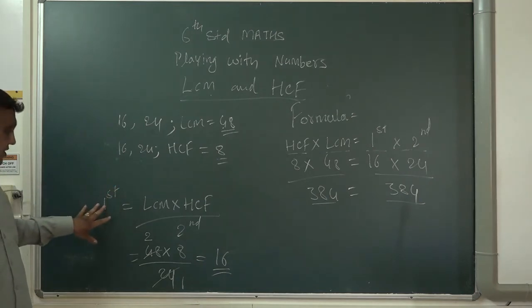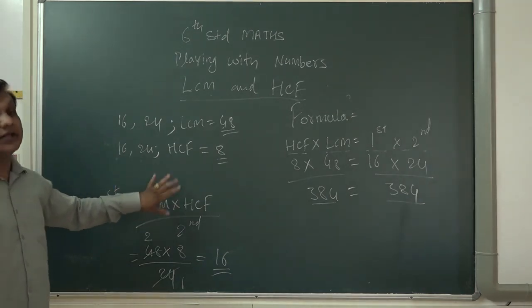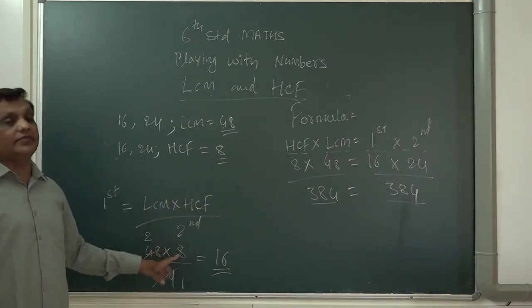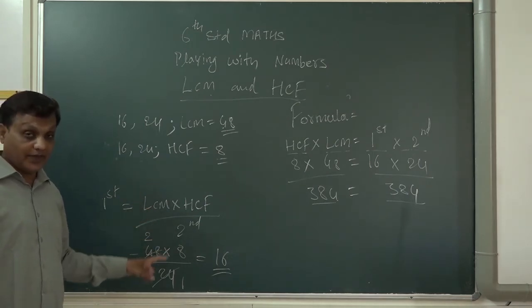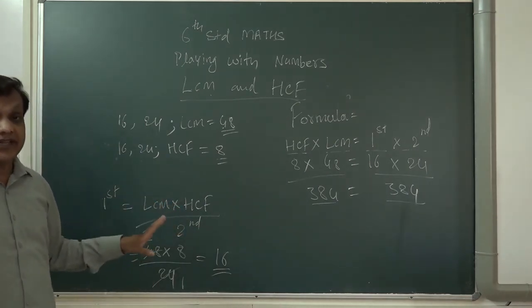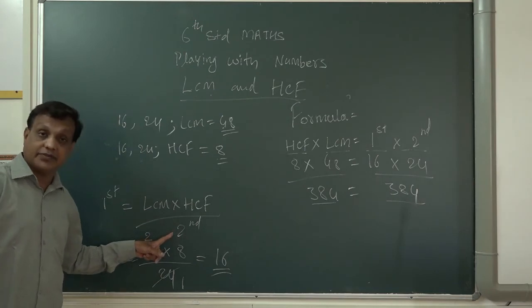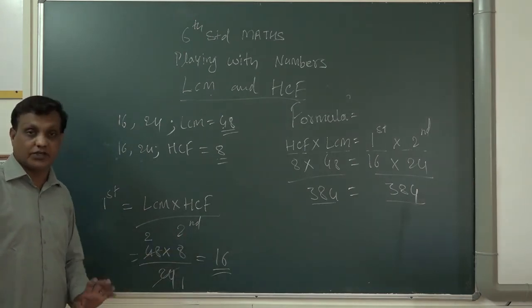When the first number is not given, they give the LCM, the HCF and the second number. So this is the formula. You have to multiply LCM by HCF. After multiplying, whatever answer comes, you have to divide it by the second number, so you will get the first number.